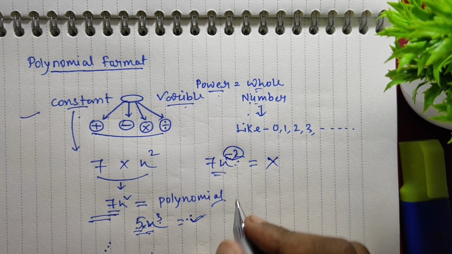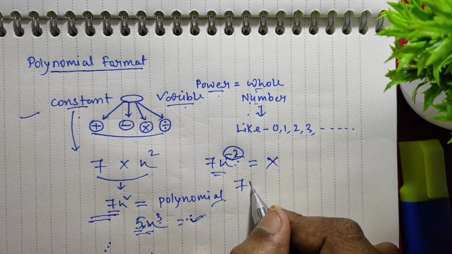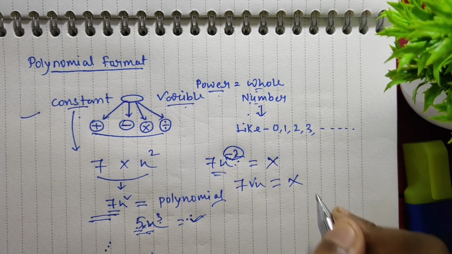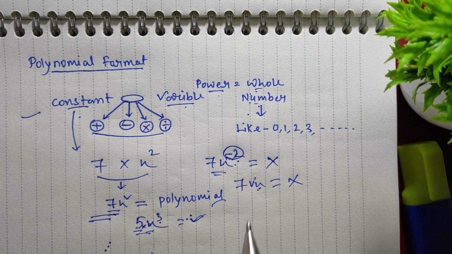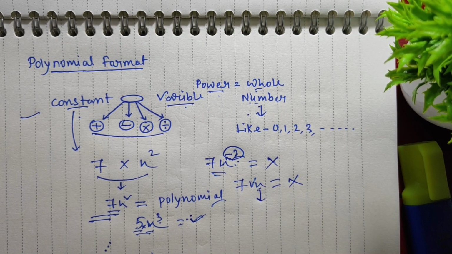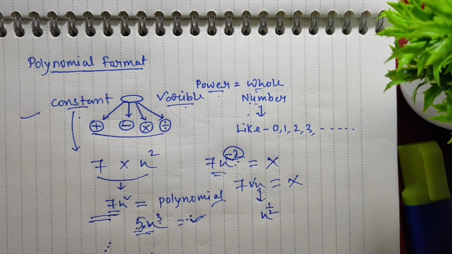Let's have some other example. If I write here 7 root x, now is this a polynomial? Again answer is no, because when we write root for any variable, then that variable's power is half, so here x has power half, and half is not a whole number, that's why this is not a polynomial.